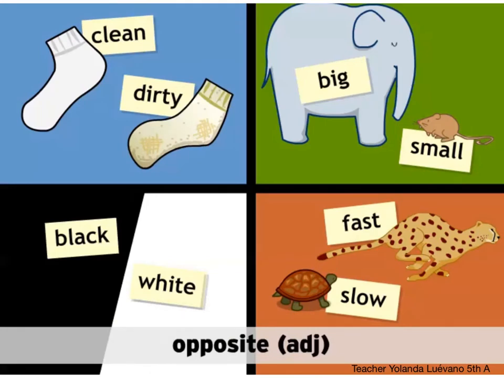We have another meaning of opposite. Opposite can also mean these things. These are opposites: clean, dirty, big, small, black, white, fast, slow. These are opposites, but on this occasion, opposite works as an adjective.